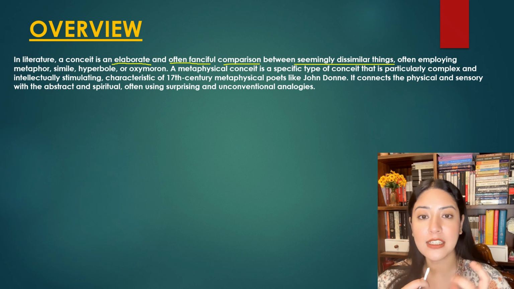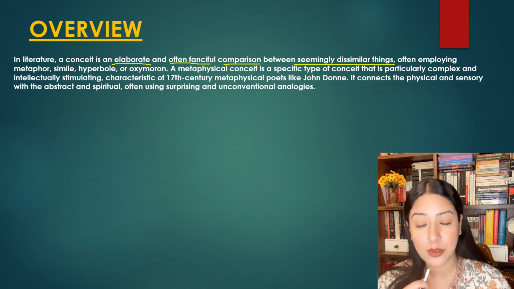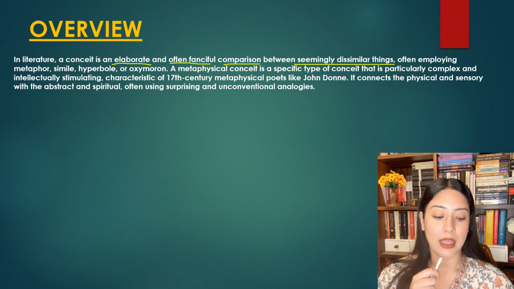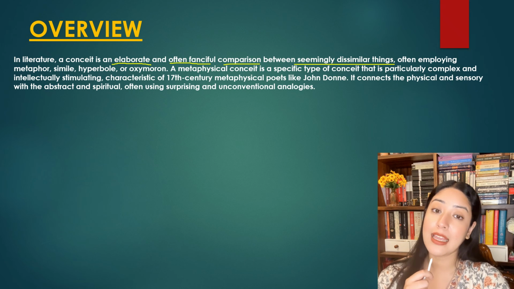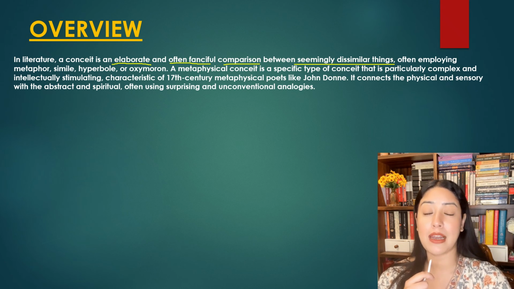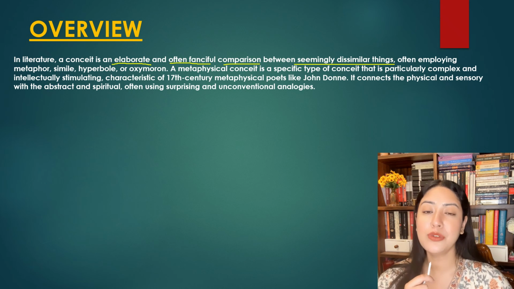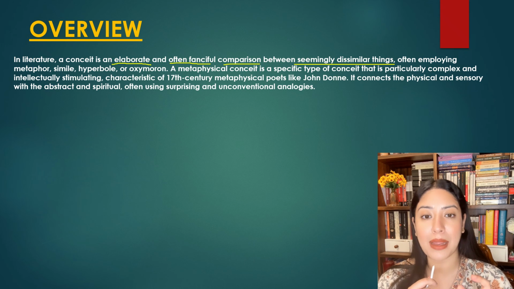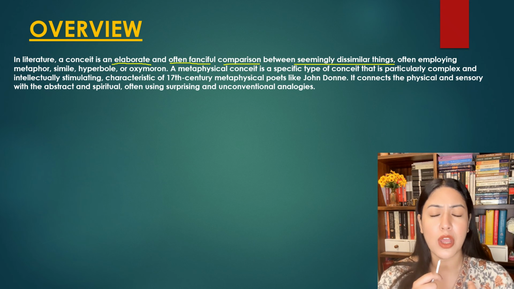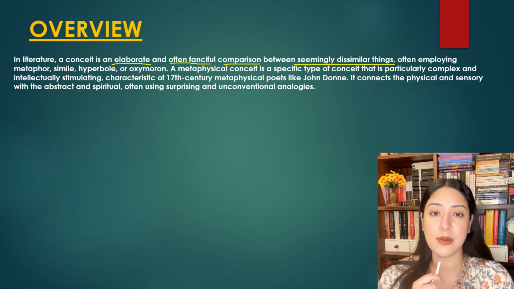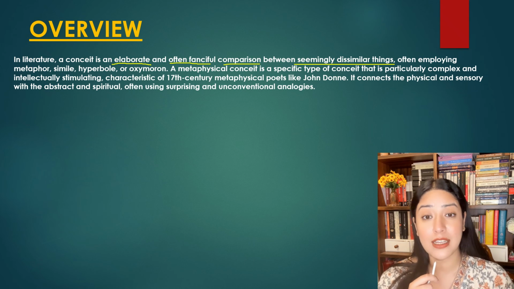Now, to create a conceit, you can use metaphor, simile, hyperbole, or oxymoron. I'll just give an example. You can say my love is like a red rose, or you can say my love is a red rose. Metaphor and simile. What you are doing here is using the comparison between your love and the red rose to highlight to the audience how much you love the person. What kind of love is yours?